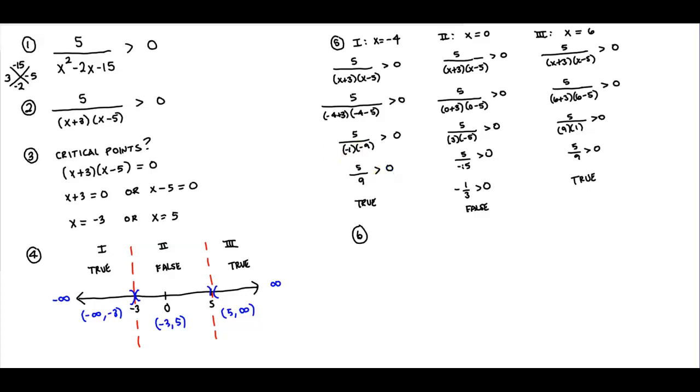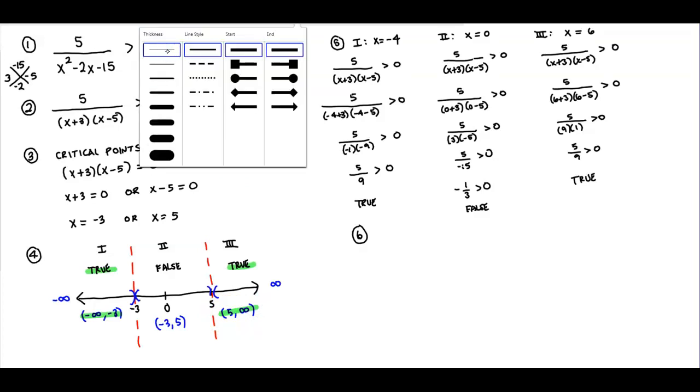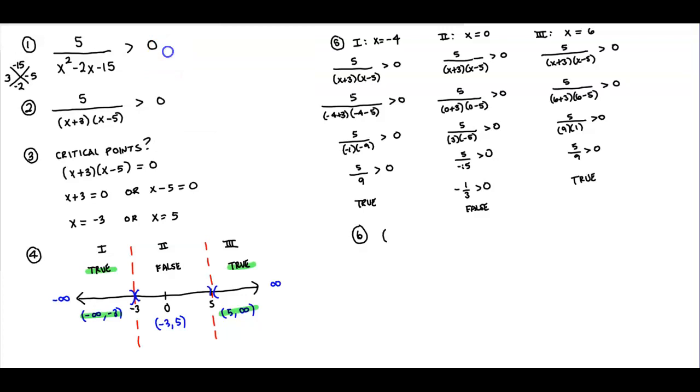So now we can determine which regions are true. We know it's true for the interval negative infinity to negative 3, and it's true from 5 to infinity. So, knowing that, our result goes from negative infinity to negative 3, union 5 to positive infinity. And so therefore, there is our result.